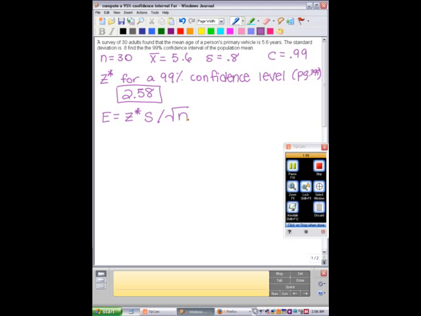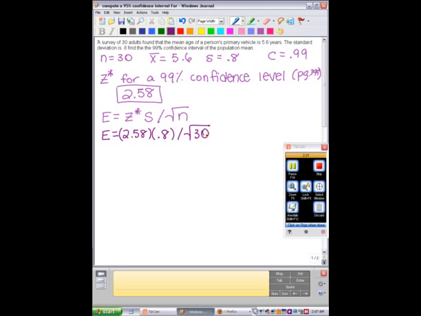We have all of this information, so we're going to plug in. And I'll use a different color to plug in. So for our z star we found it is 2.58. Our s was given to be 0.8. And our n was given to be 30. So now we take out our calculators and figure out what we have.